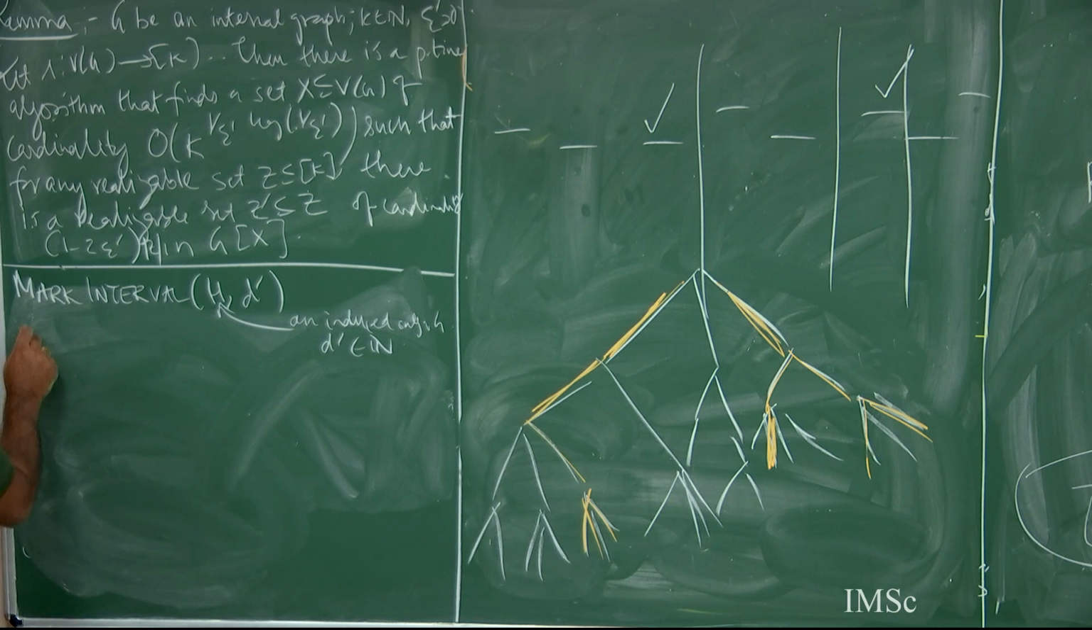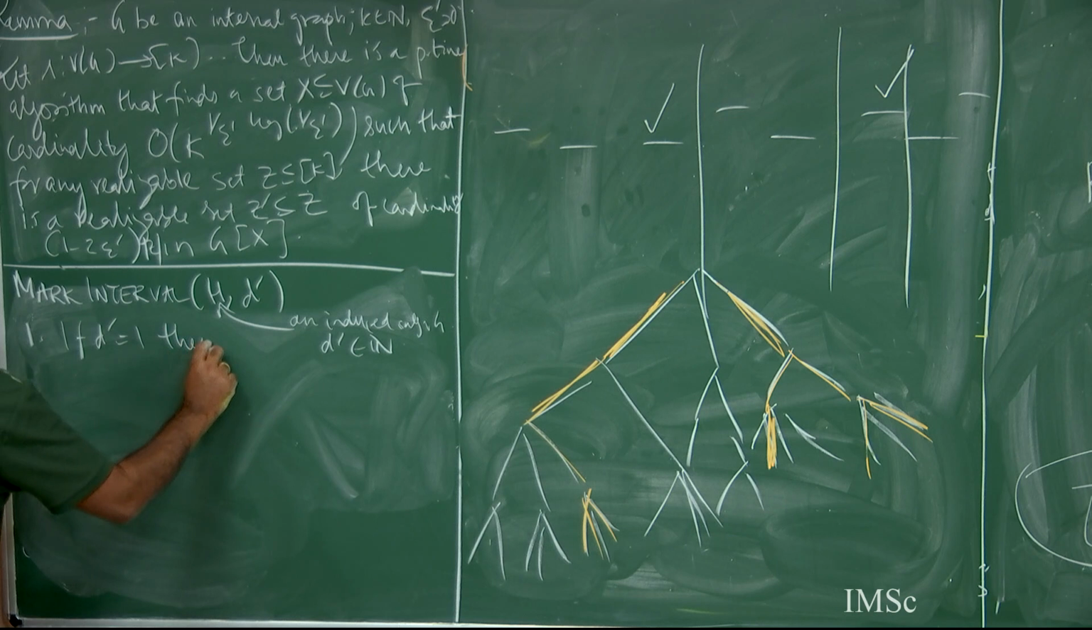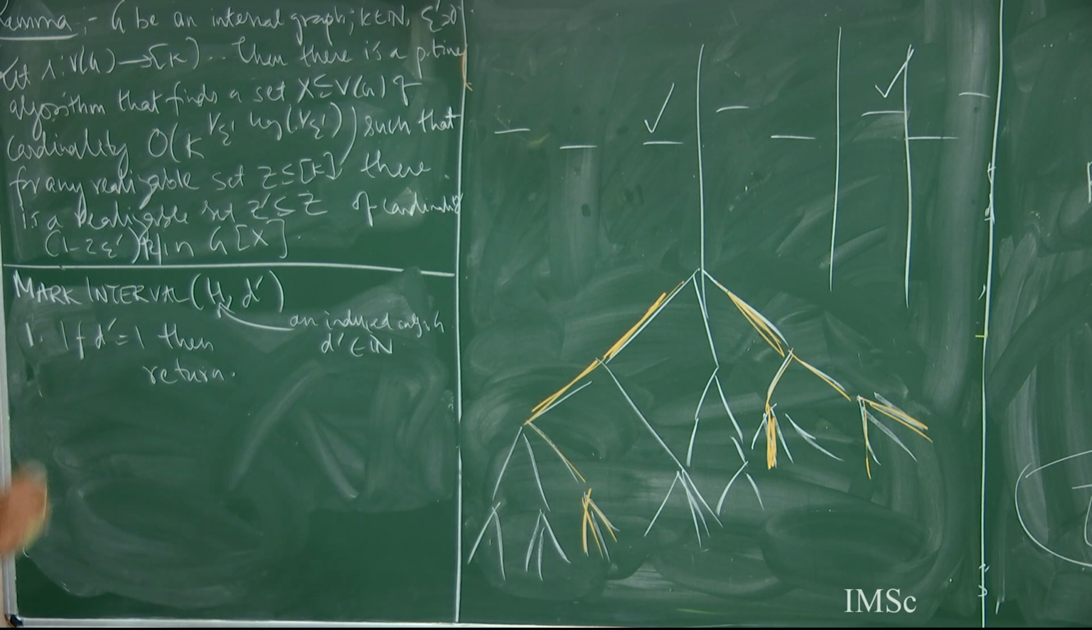First, if D prime equals 1, then return. You do nothing. Like you just return the empty set in some sense. It's like, no, I do not want to do anything. It's my bottom case.